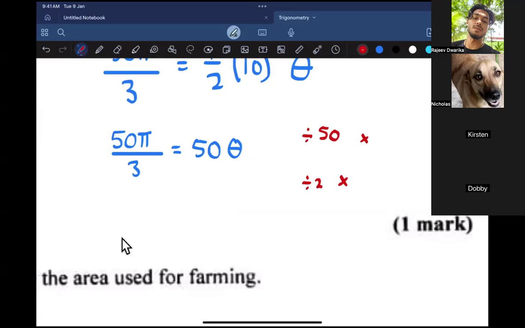Half it means you multiply by a half. If you divide something by 2, then you multiply by a half. So if you divide by 50, that's the same thing as multiplying by a half? No, that is a half of 100. This is standard 5 stuff. When you're going from division to multiplication, you flip it. So if you divide by 50, that's the same thing as multiplying by 1 over 50.